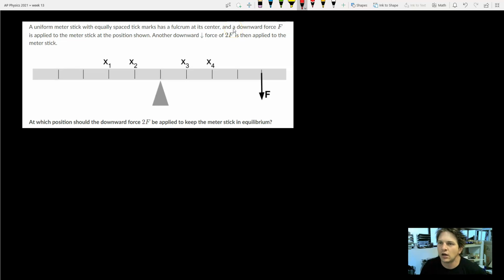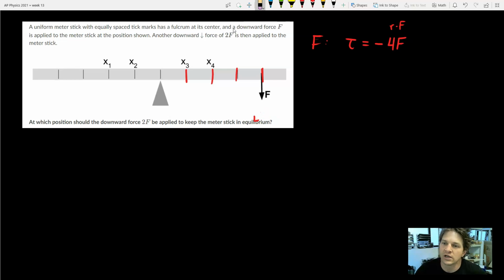Next one, we have a uniform meter stick with equally spaced tick marks. Okay, we have this downward force here. So this tells me I'm at 1, 2, 3, 4 tick marks out with a force of F that is going clockwise. So that is F's torque. The torque is equal to negative 4F. That's the radius, that's the force, right? And it's negative because it's going clockwise.